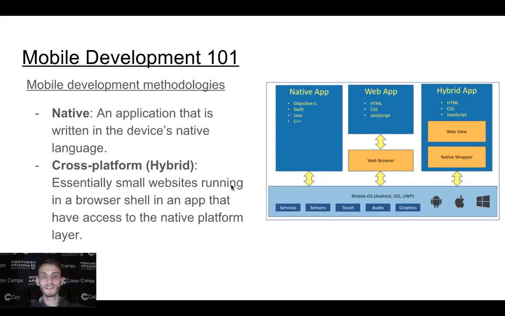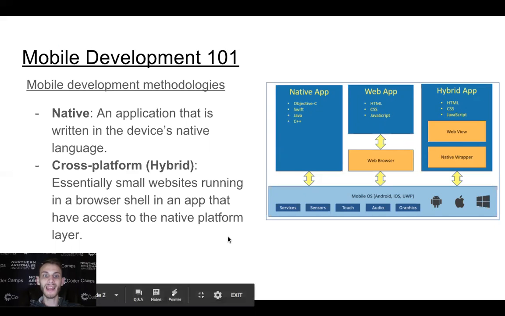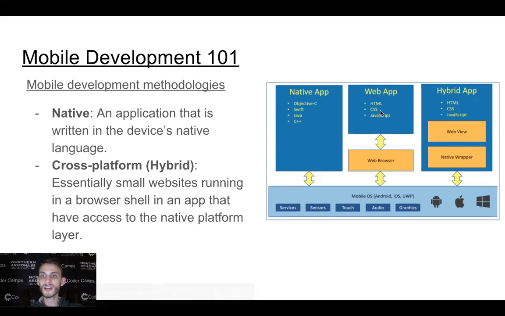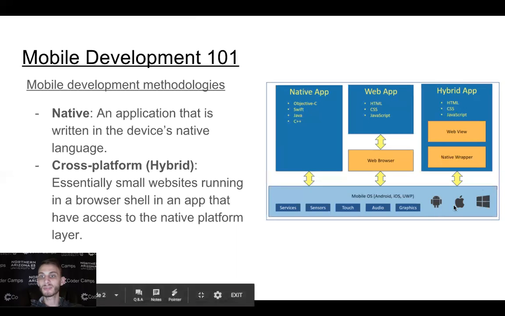Essentially, this is small websites running in a browser shell in an app that has access to the native platform layer. In this third diagram, we're still using HTML, CSS, and JavaScript just like we would in a regular web app, except we're using a web view and web wrapper, or native wrapper, to compile it into the native code. From here, we can deploy to multiple platforms, okay? The advantage is, if I was a company and I wanted a native iOS app and a native Android app, I'd have to hire two developers. Versus if I wanted a hybrid, I would just create a single code base and deploy it to multiple platforms.